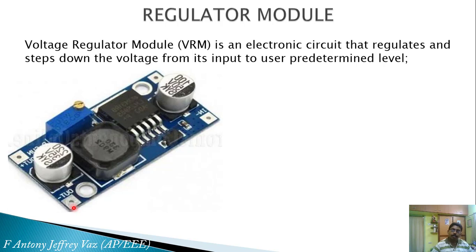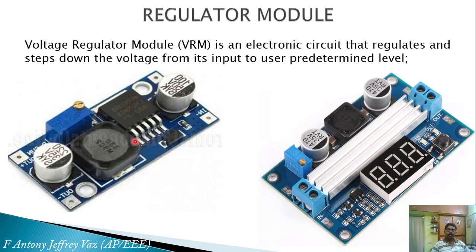You can adjust this potentiometer by turning the knob with a screwdriver, and you can set 3 volt over here. This is another regulator module. It also has an input and an output connection. In this voltage regulator, the output voltage can be seen in the 7-segment display, whereas in this regulator, the voltage cannot be seen. This is the difference between these regulators.